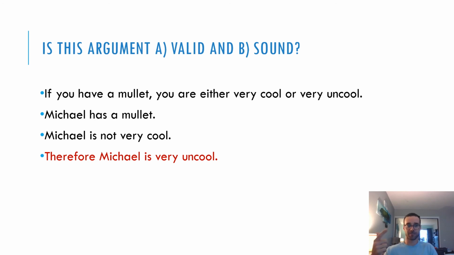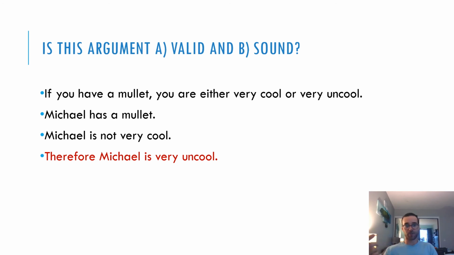However, the first premise and the third premise are not necessarily true propositions. The first premise, if you have a mullet, you are either very cool or very uncool, is actually committing a fallacy that we're going to talk about later in this course, the fallacy of the false dichotomy.